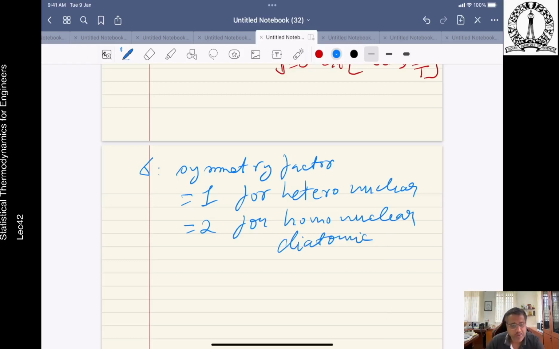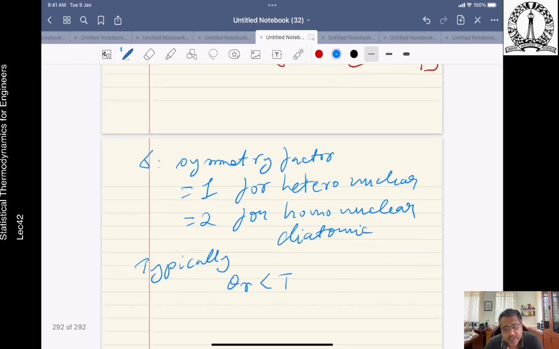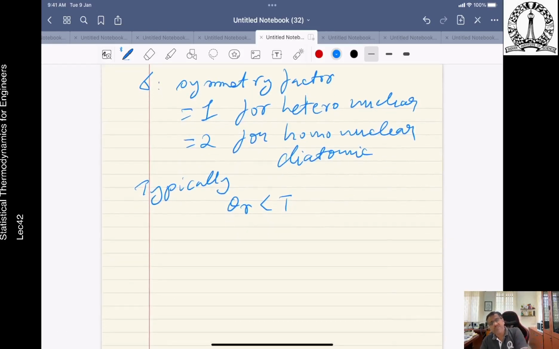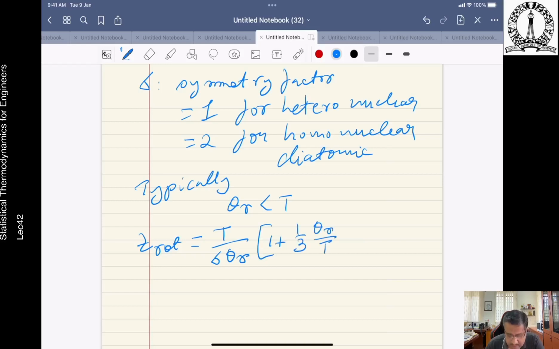Okay, so typically theta R is less than T. So if you do an expansion of the rotational partition function, you get Z rotation equal to T by sigma theta R, times 1 plus 1/3 theta R by T plus 1/15 theta R by T squared plus 4/315 theta R by T cubed.